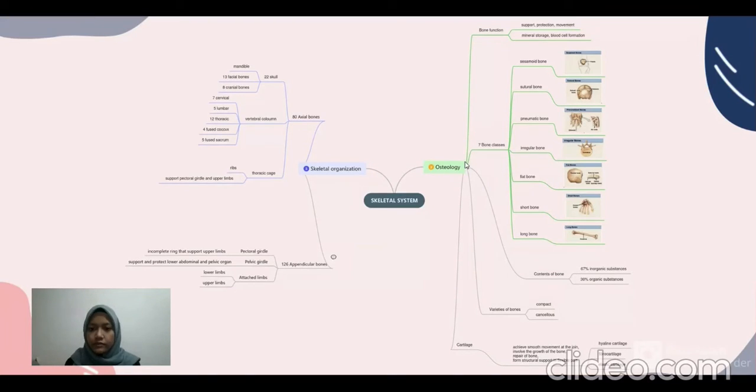There are 7 bone classes: sesamoid bone, structural bone, pneumatic bone, irregular bone, flat bone, short bone, and long bone. And then for the content of the bone, it is 67% inorganic substances and 30% organic substances. Next, the varieties of bone, which has 2: compact and cancellous.